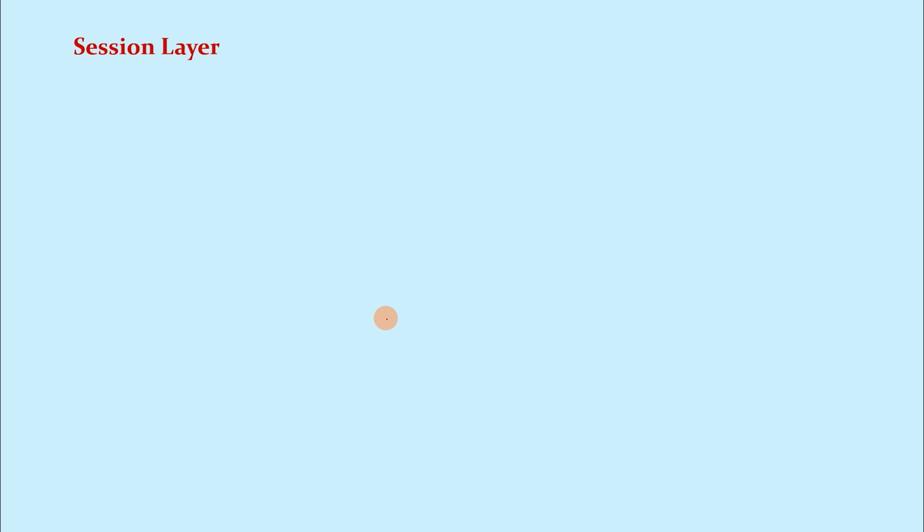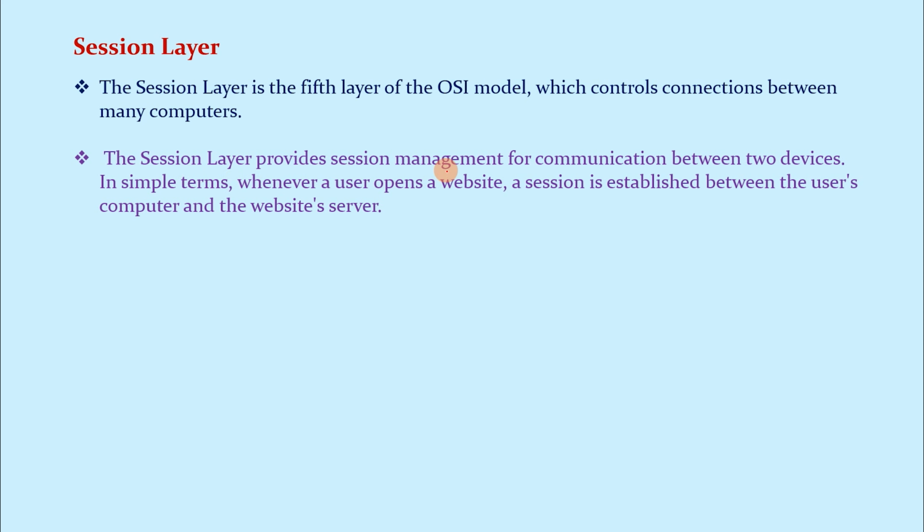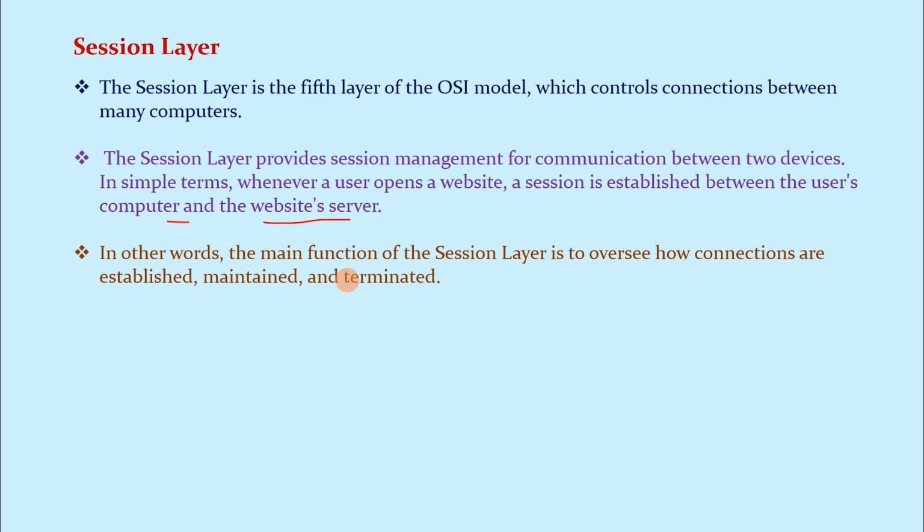Now, session layer. The session layer is the fifth layer of OSI model which controls connection between many computers. The session layer provides the session management for communication between two devices. In simple terms, whenever a user opens a website, a session is established between the user and the website server. In other words, the main function of session layer is to oversee how connections are established, maintained and terminated.